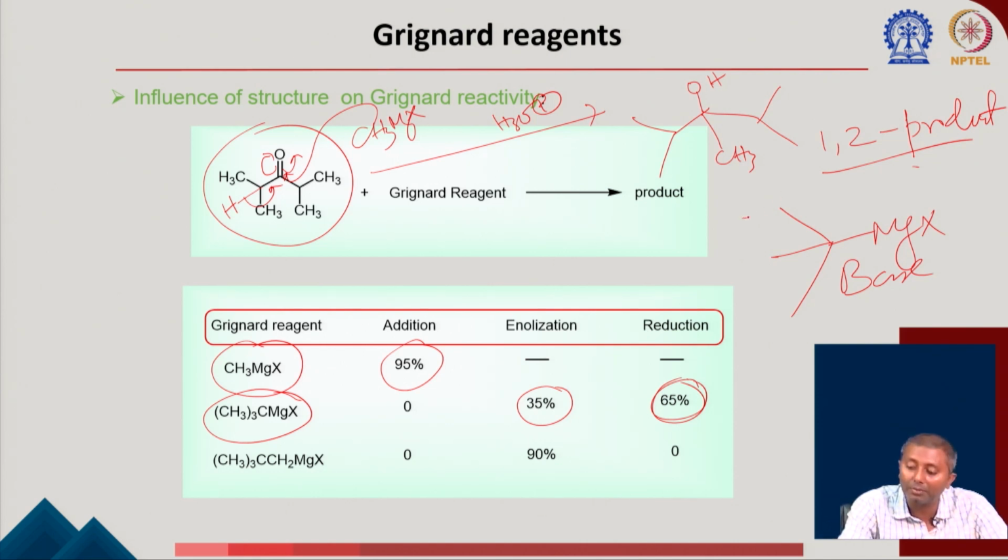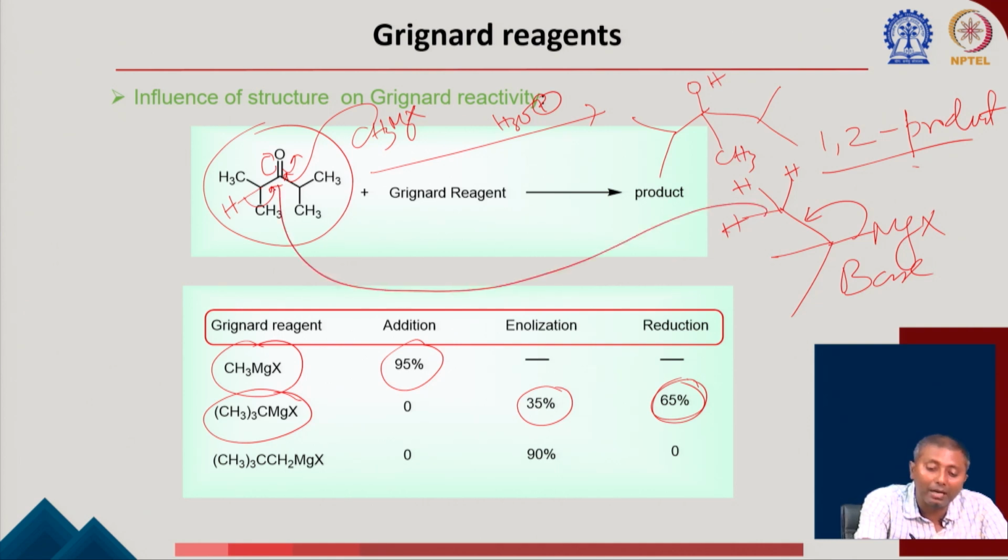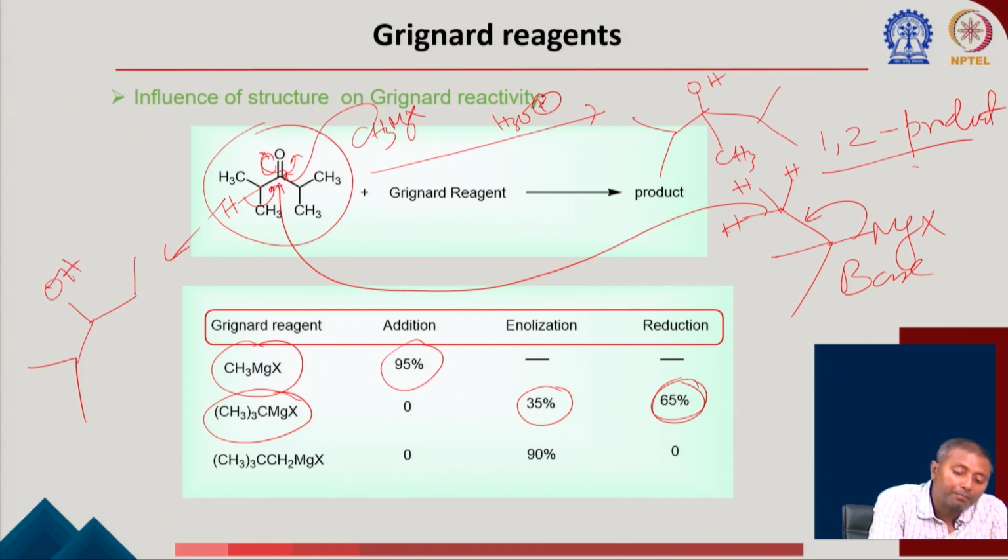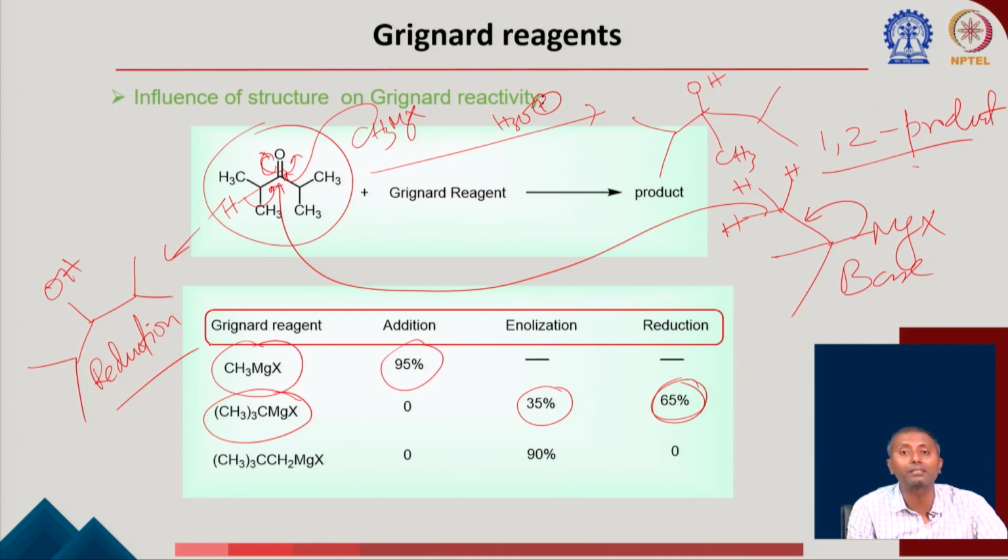You can think about this methyl as having 3 hydrogens, so it can go for this type of reaction. It can form isoprene, and this hydride can attack the corresponding carbonyl compound to form the corresponding alcohol. So this is your reduction product. So you are seeing a mixture of enolization and reduction.